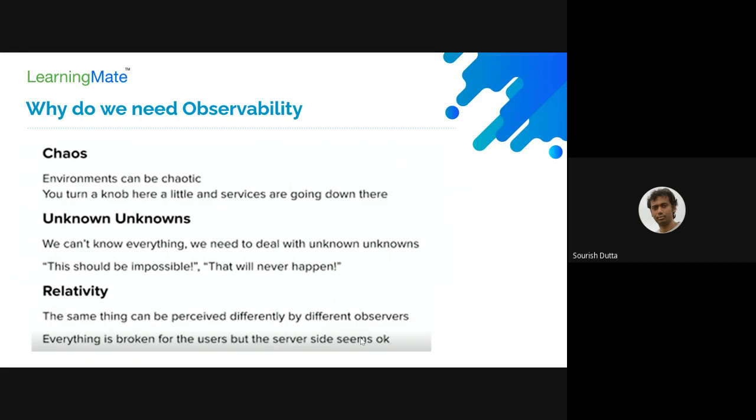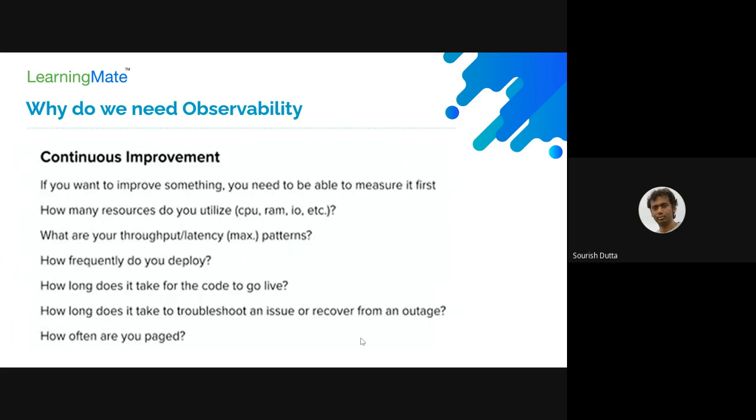And we are looking into a service. It looks like everything works, everything is healthy, right? But not everything is fine from the perspective of the users. So that is one of the problems.